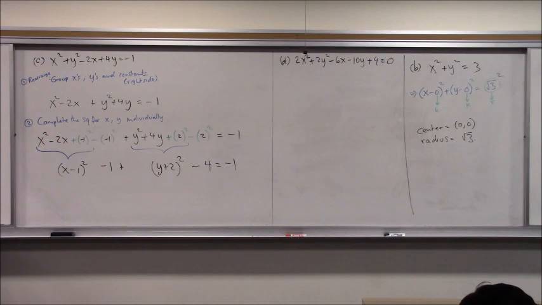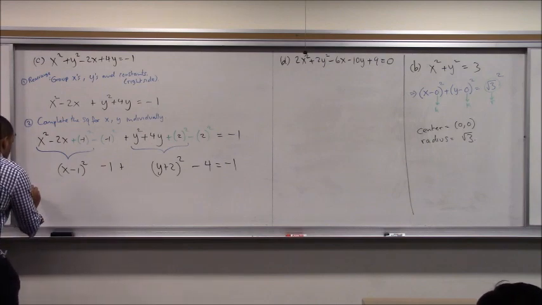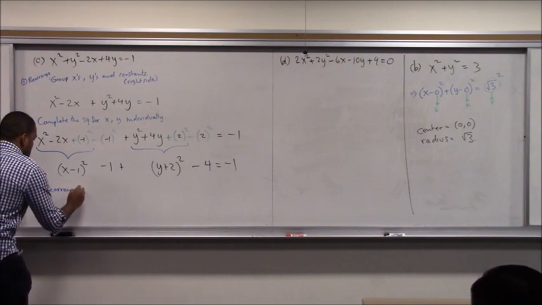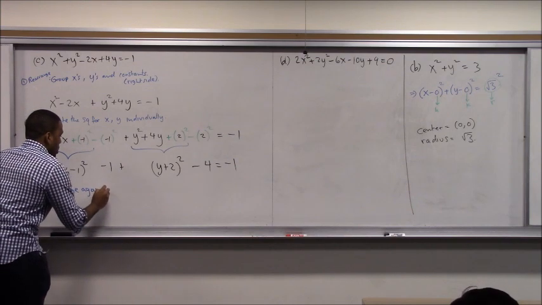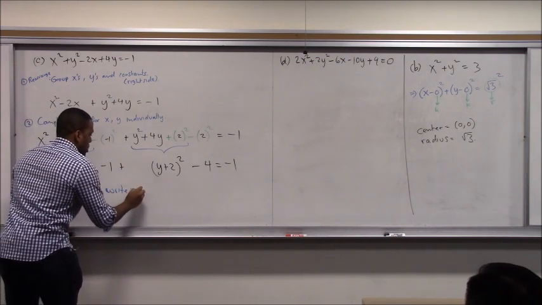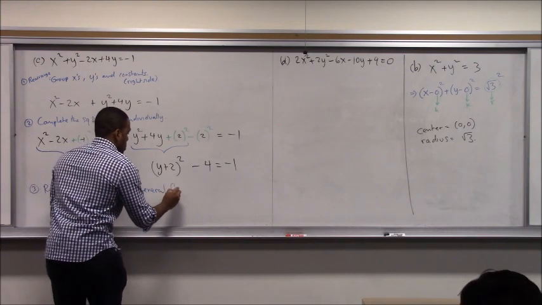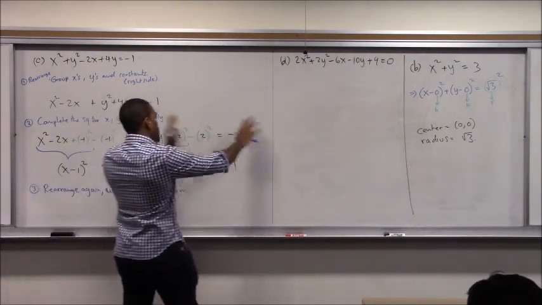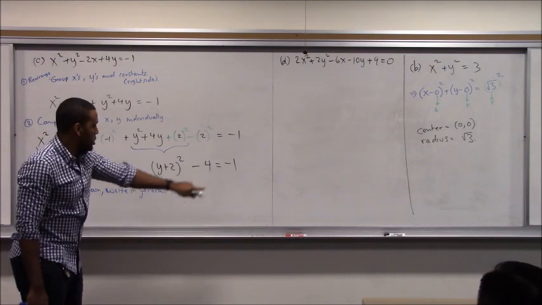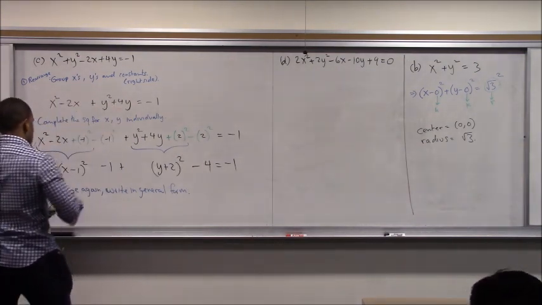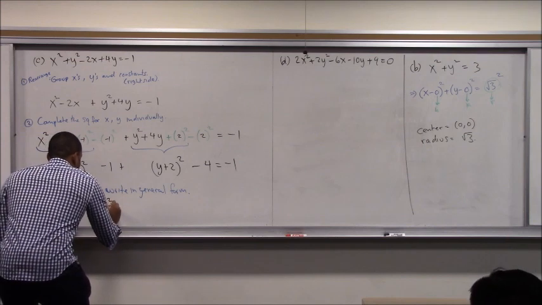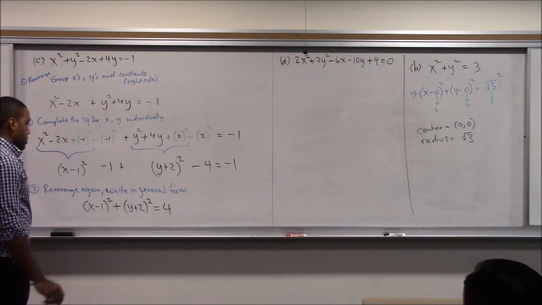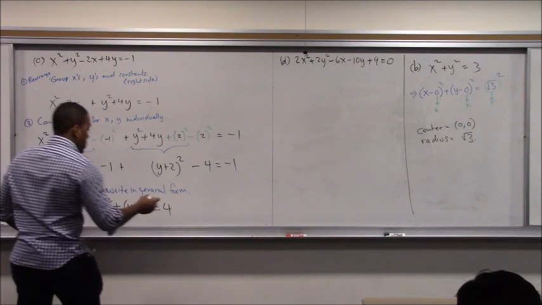Okay, now the third step, after that point, is just to rearrange again and write in the general form. So in our general form there shouldn't be numbers over here, so I'm going to take these numbers and move them over there. So I'm going to add 1 to both sides, I'm going to add 4 to both sides, and ultimately I will end up with x minus 1 squared plus y plus 2 squared equals 4. Now of course I'm thinking of this 4 as 2 squared.